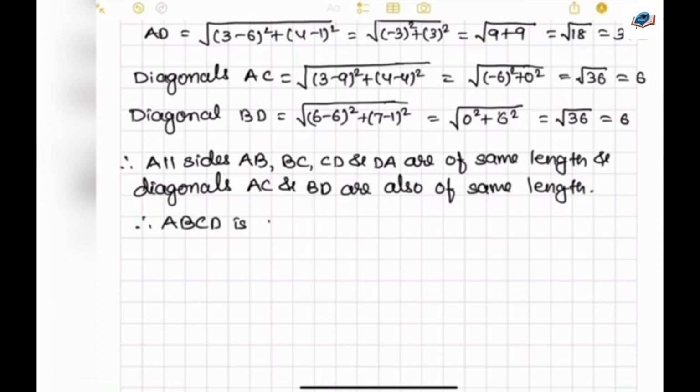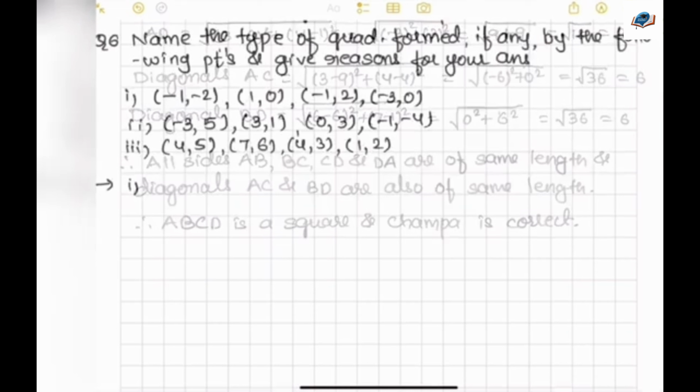Therefore, ABCD is a square and Champa is correct. Champa is correct.